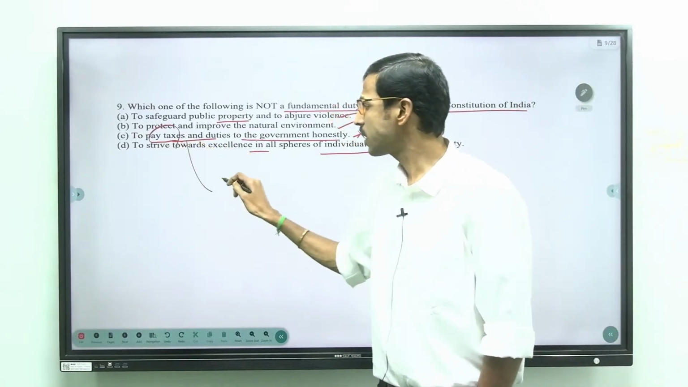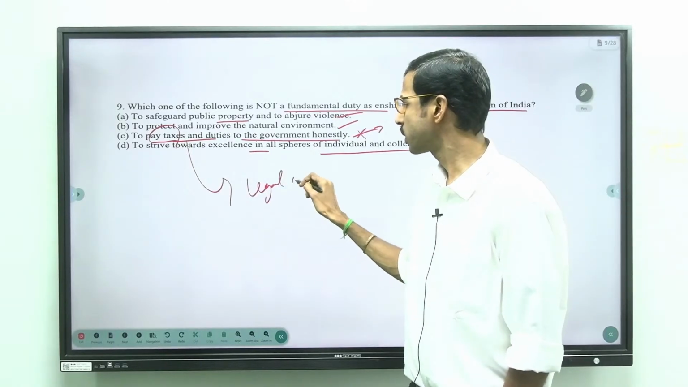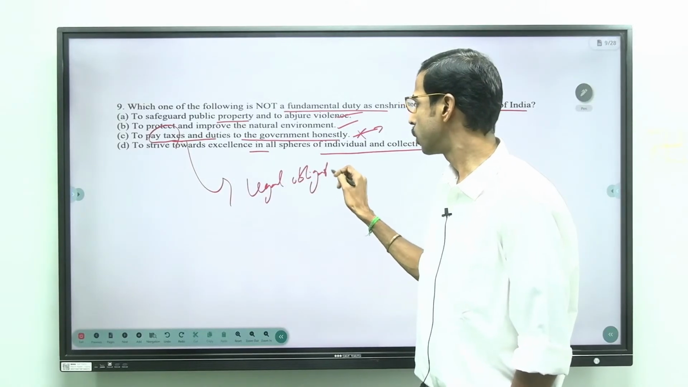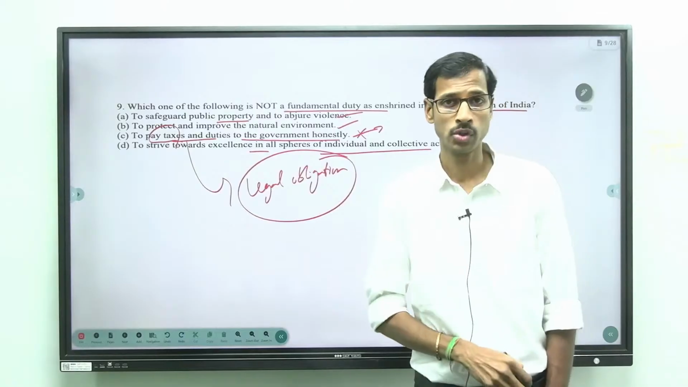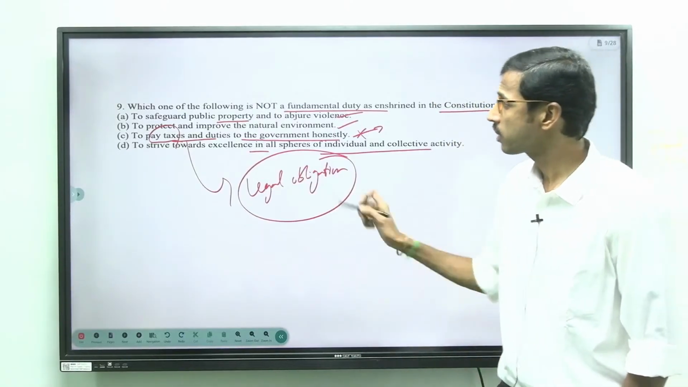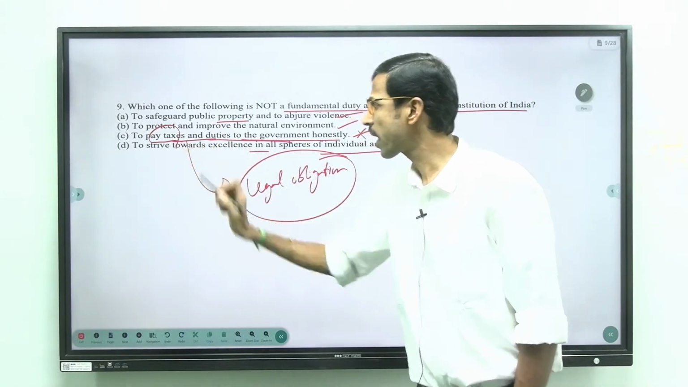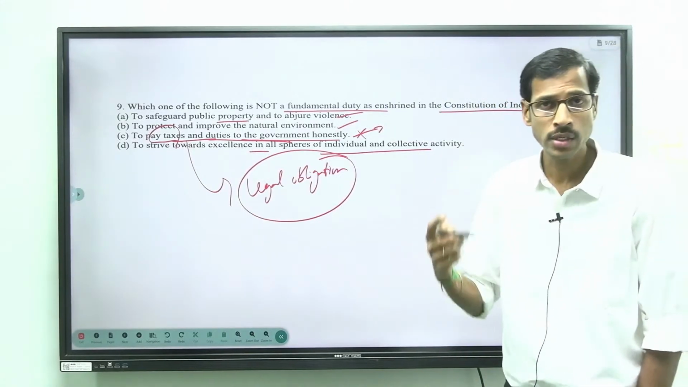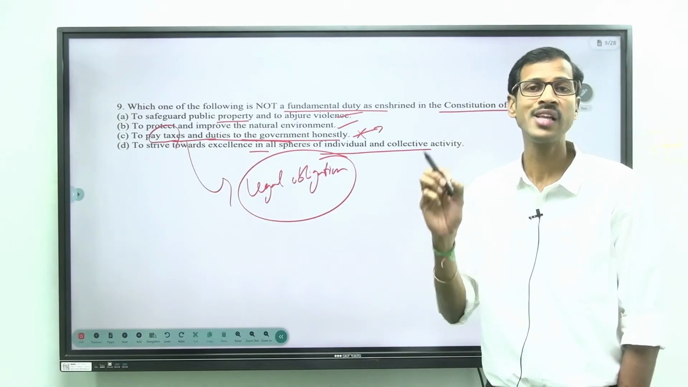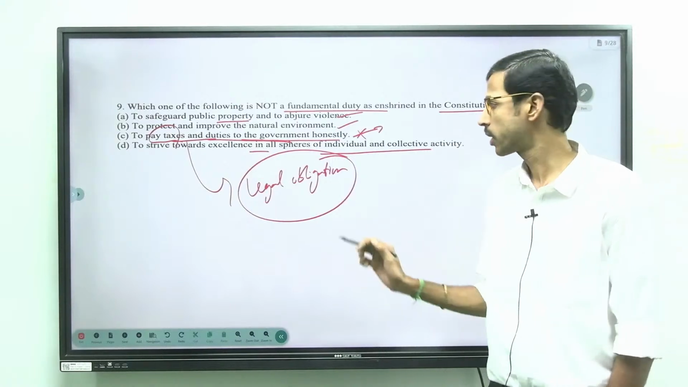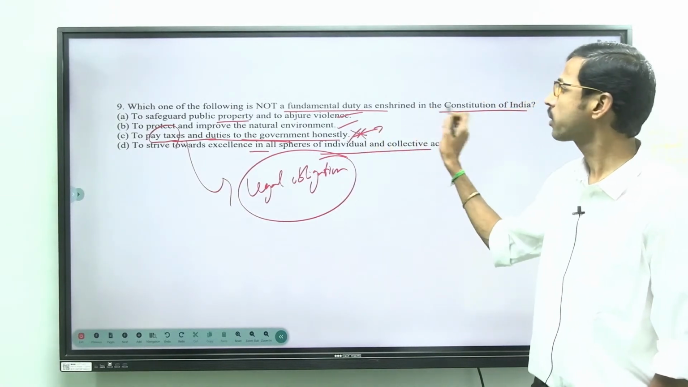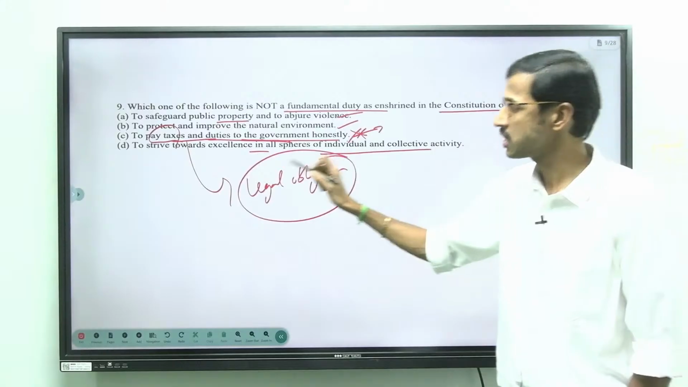Paying taxes is a legal obligation, not a fundamental duty that we have to observe here, right? So here the simple logic is that paying taxes and duties to the government honestly is not a fundamental right. It is a legal obligation on the citizens, right? So that is simply not correct, not a fundamental duty is C.